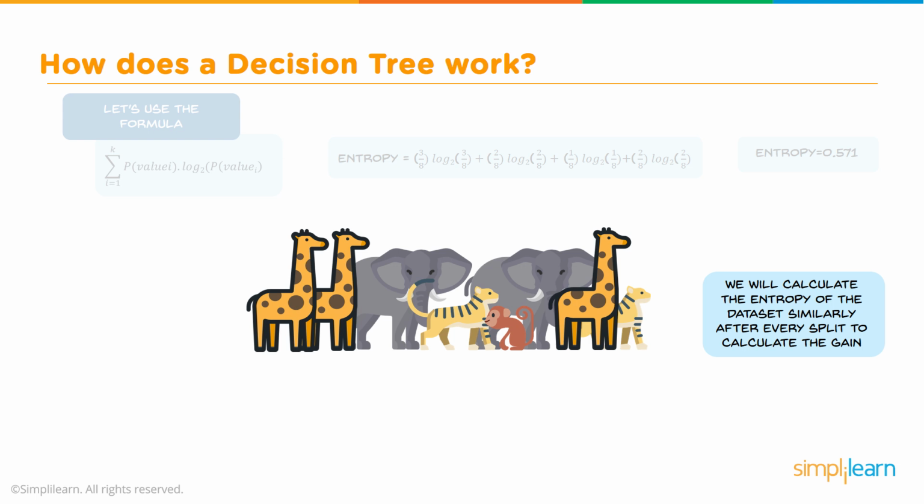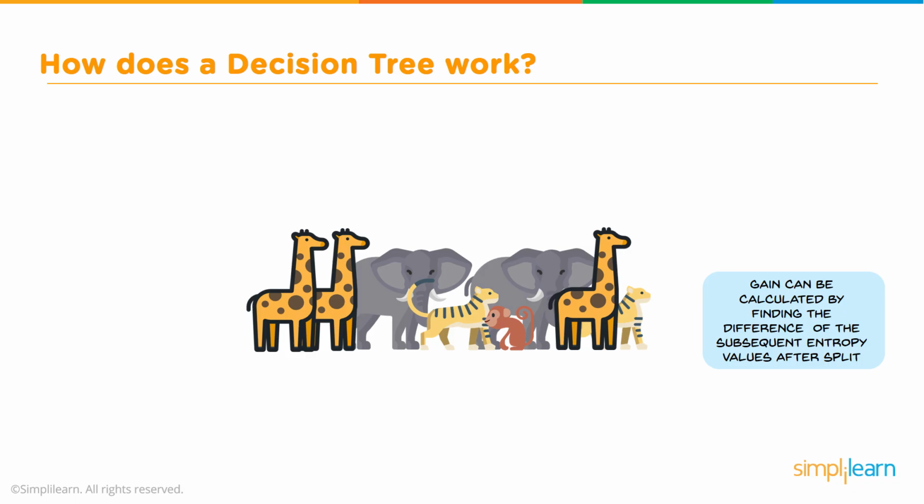The program will actually calculate the entropy of the data set similarly after every split to calculate the gain. Now we're not going to go through each set one at a time to see what those numbers are. We just want you to be aware that this is a formula or the mathematics behind it. Gain can be calculated by finding the difference of the subsequent entropy values after a split.